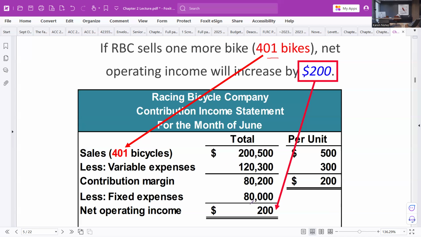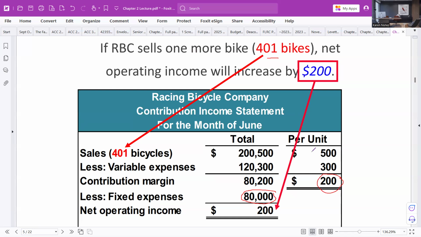Well, the income will be 200. And we don't even need an income statement to figure that out. Why? Because the contribution margin is 200. Every time you sell another bike, what you get is $200. Every time you lose the sale of another bike, what do you lose? $200. The fixed expenses are constant. Volume goes up, volume goes down, your fixed expenses are fixed at 80,000. That's the nature of a fixed expense. It's constant in total. But what will change are these items that vary.